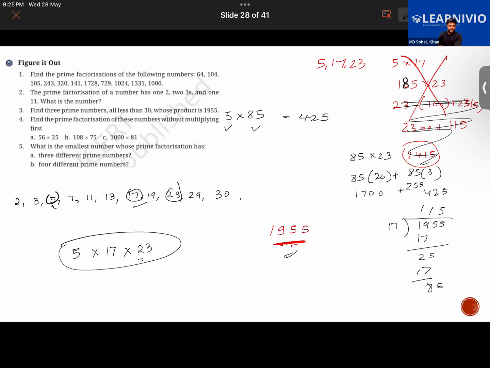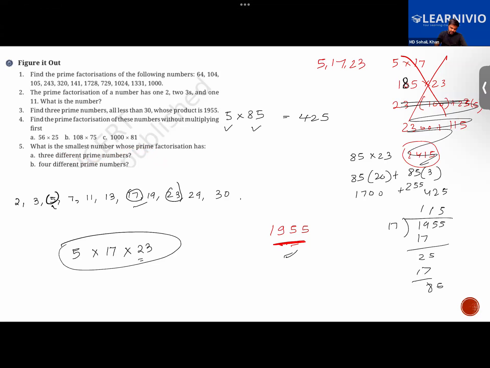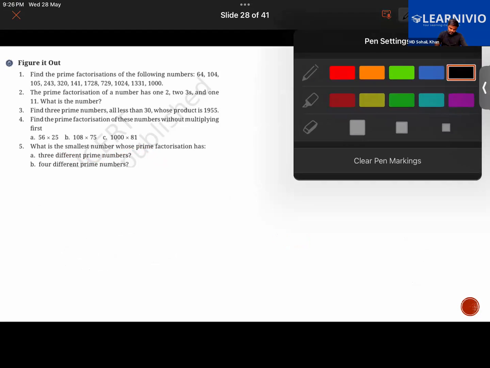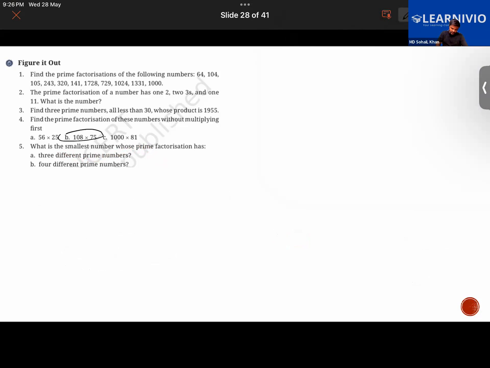Find the prime factorization of these numbers without multiplying first. Let me do one of the questions for you, let me do B1. Here you have 108 multiplied by 75. Without multiplying first, we need to do the prime factorization. I'm not going to multiply these two numbers and then do the prime factorization; even without multiplying these two numbers, I'm going to do the prime factorization.